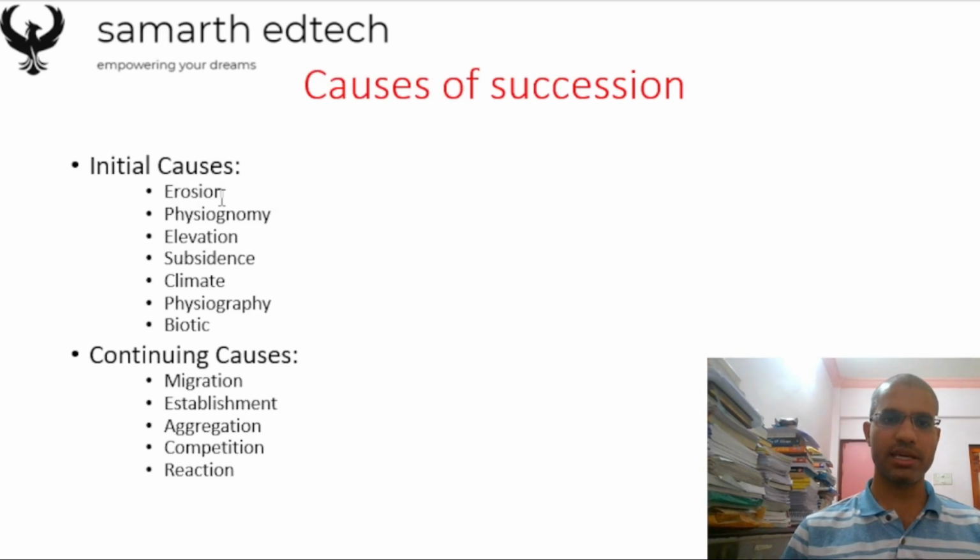There are initial causes like erosion, physiognomy, elevation, subsidence, which does play an important role during your primary succession, and then climate, physiography and biotic, which plays an important role in secondary succession. Then continuing causes like migration, ecesis, establishment, aggregation, competition and reaction, which does play a part in your succession.